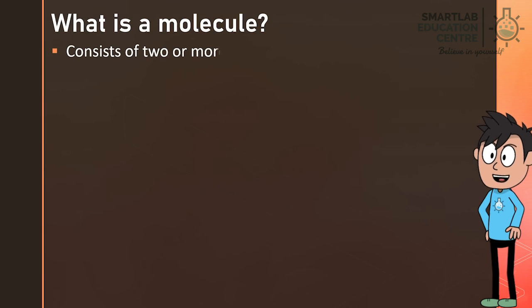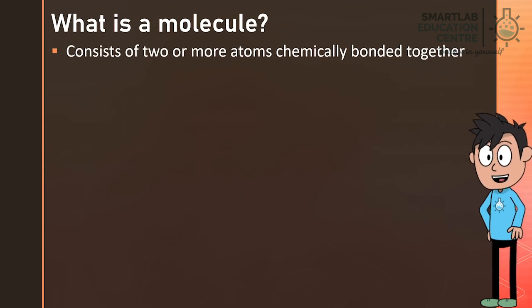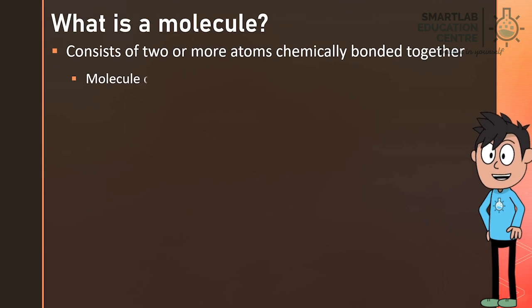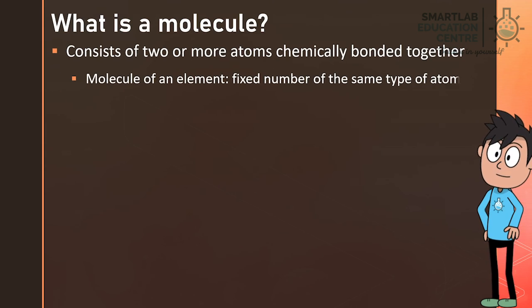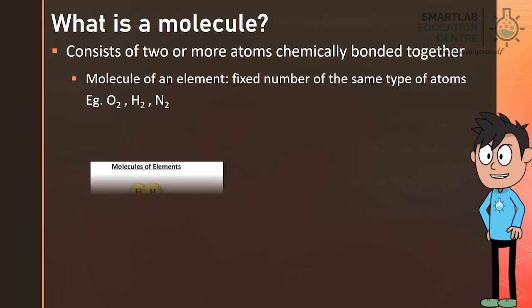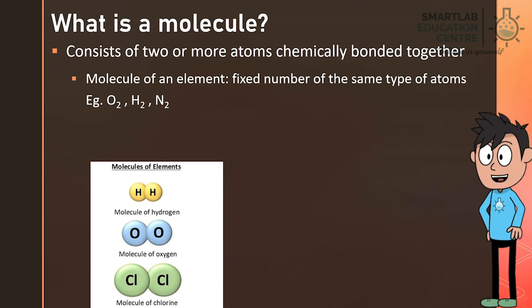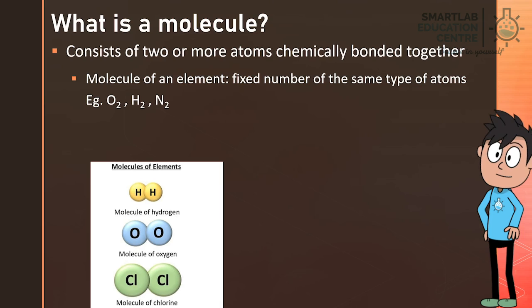When two or more atoms chemically bond together, they form a molecule. A molecule of an element is made up of a fixed number of the same type of atoms. For example, an oxygen molecule consists of 2 oxygen atoms.